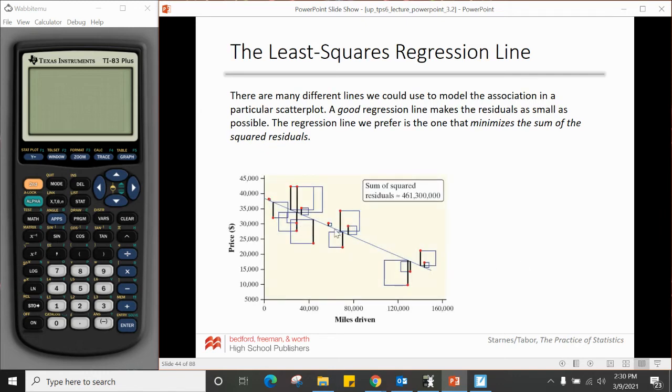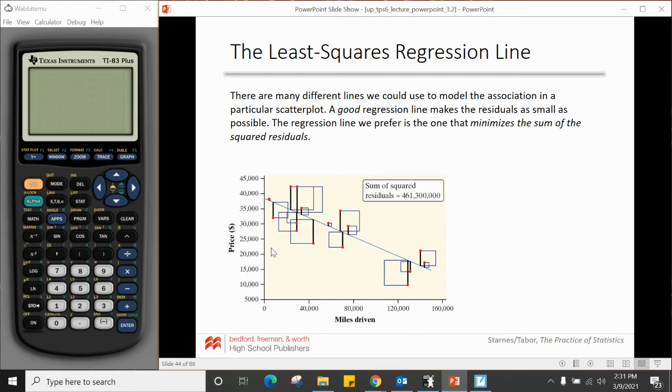So this line is drawn in such a way that the sum of the squared residuals is as small as possible. The reason it's the squared residuals is that if the point is above this line, the residual is positive. If it's below the line, it's negative. If you added positive and negative values together, you'd get very close to zero, and in reality these residuals would end up being zero.